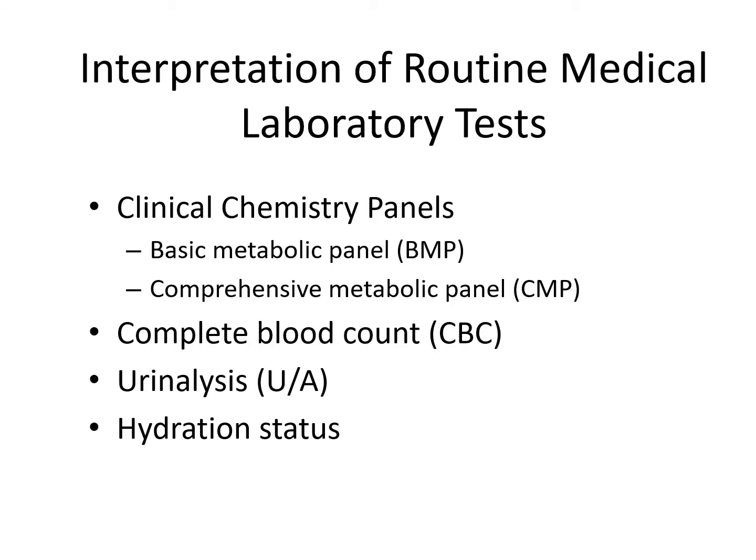Now looking at our interpretation of routine medical laboratory tests. We have different types of chemistry panels that we can look at. We'll go through some diagrams, but in essence, sometimes a patient will have all of these ordered. Sometimes they'll only have partials, only specific labs ordered. But these are kind of the standards, and we'll go from there. So you have the basic metabolic panel, or BMP. Then you have the comprehensive metabolic panel, or CMP. We'll also talk about complete blood counts, urinalysis, which you'll see written as UA, and how to interpret hydration status.